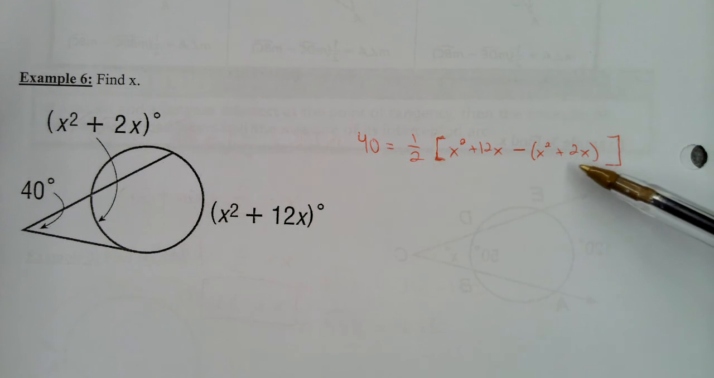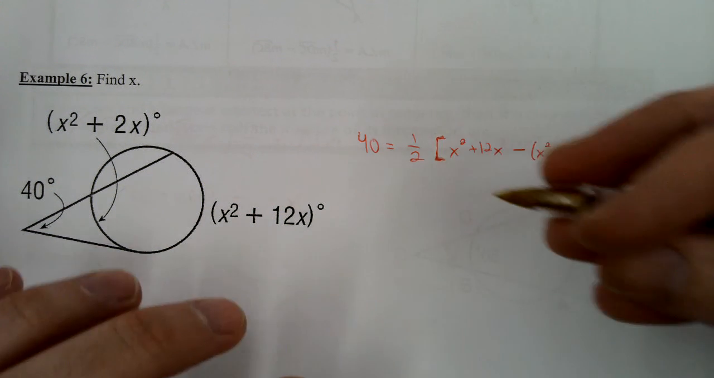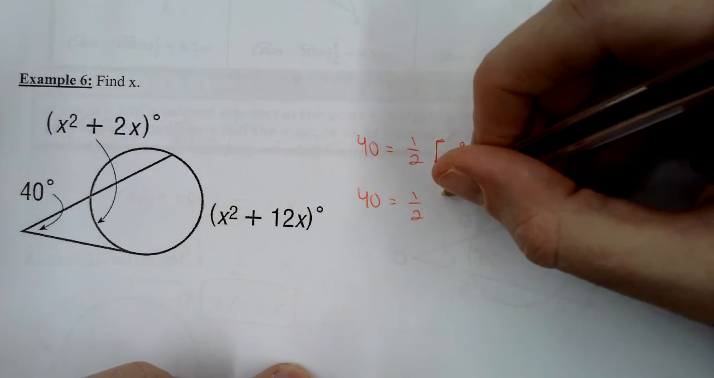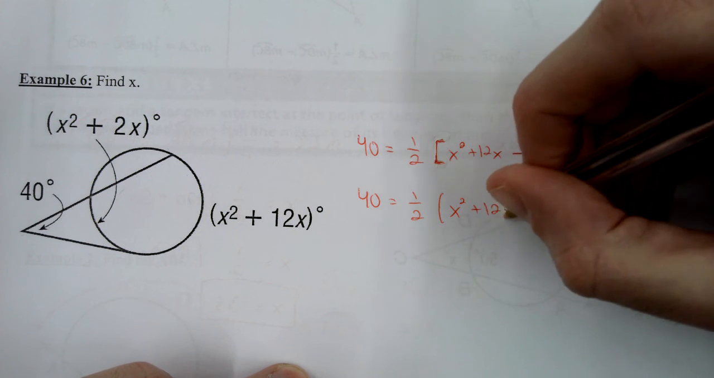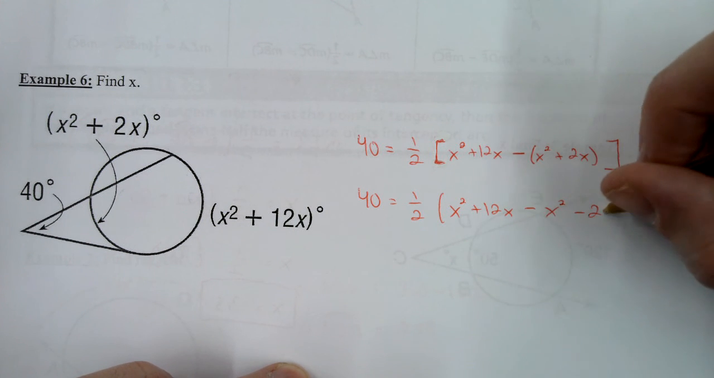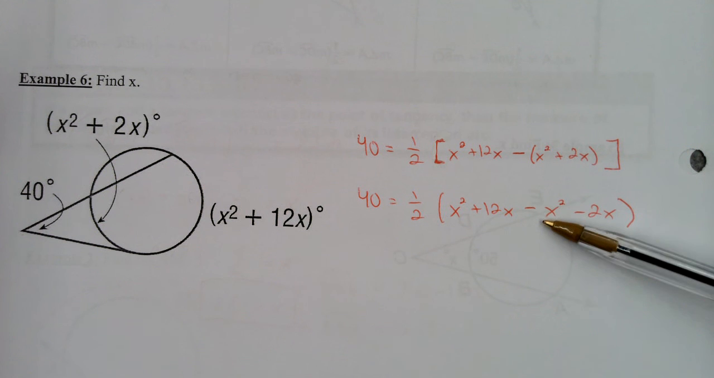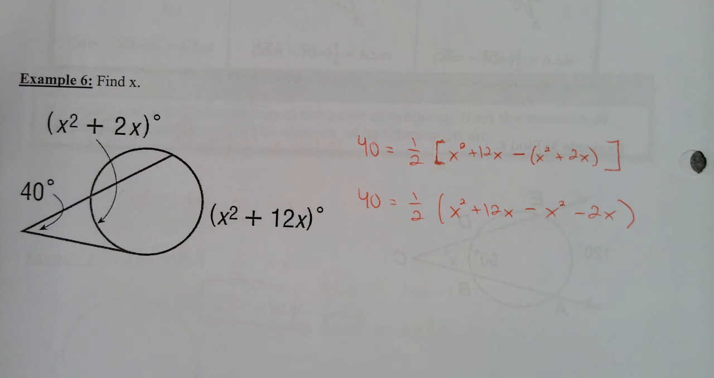So again, 40 equals 1/2 of x squared plus 12x minus x squared plus 2x. But you should put the x squared plus 2x in parentheses, because you have to subtract the whole thing. Meaning it's 40 equals 1/2 times x squared plus 12x minus x squared minus 2x. A lot of times when people subtract, they forget to distribute the negative sign, but you're subtracting the entire thing, so this negative sign has to get distributed to both places. Okay, so minus x squared minus 2x. Not minus x squared plus 2x, minus x squared minus 2x.